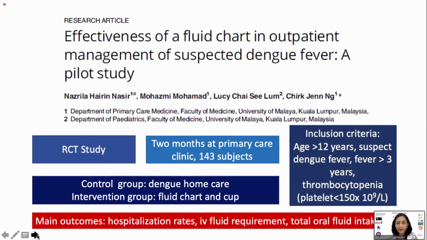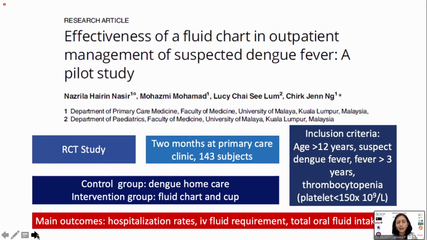And this is another study conducted in Malaysia by Prof. Lisindum. I think she also joined this meeting. This is a pilot study, a randomized controlled study in primary care. It ran about 2 months, involving 143 subjects. The inclusion criteria were patients aged more than 12 years with suspected dengue fever, with thrombocytopenia less than 150,000. The intervention group received a fluid chart and cup, and the control group received dengue home care.